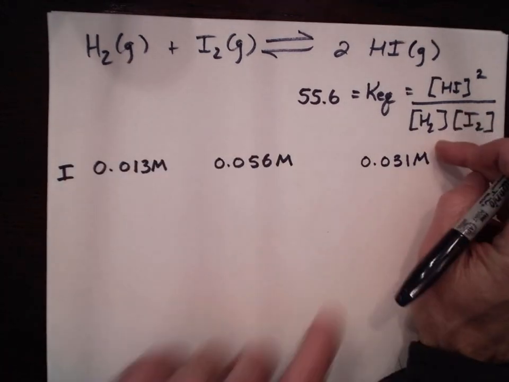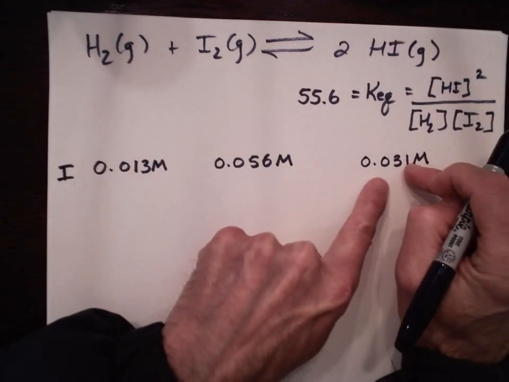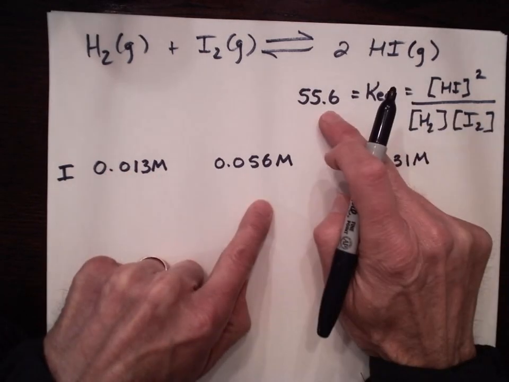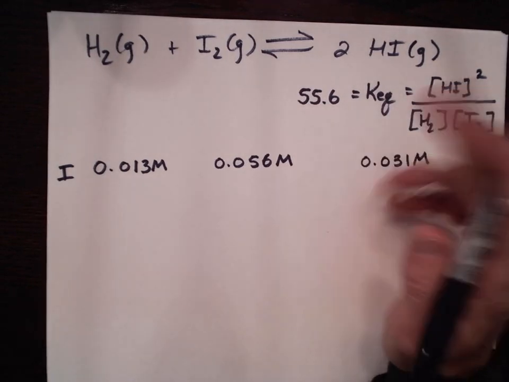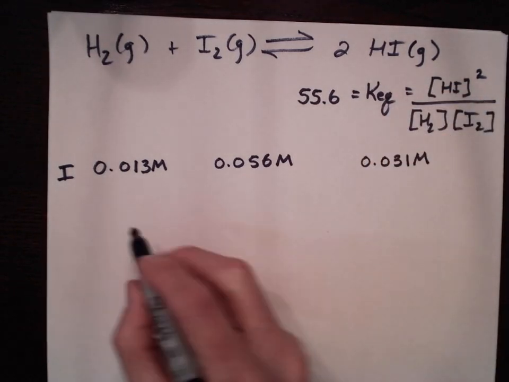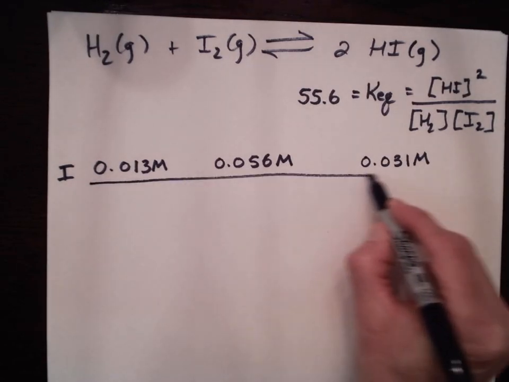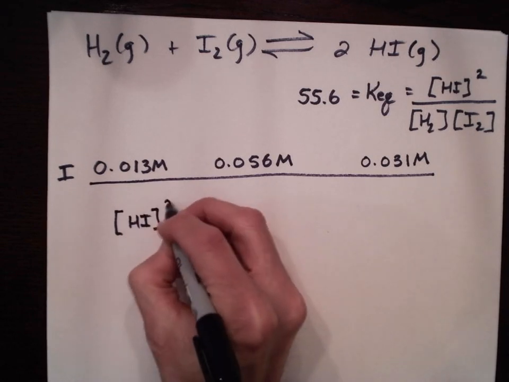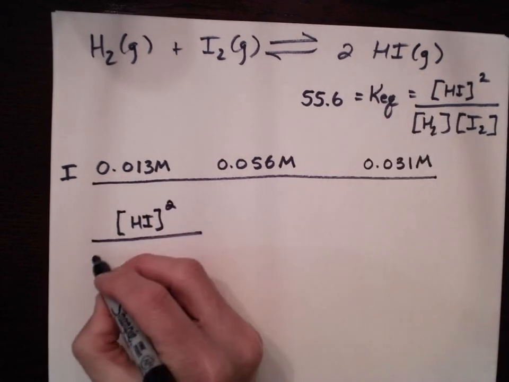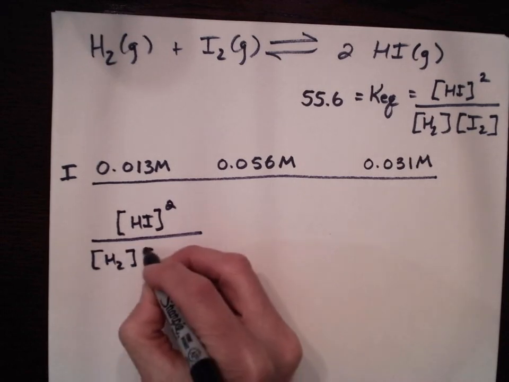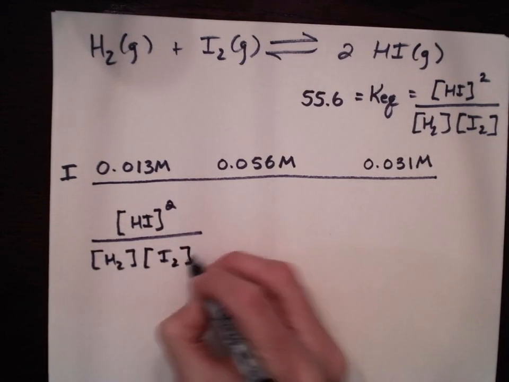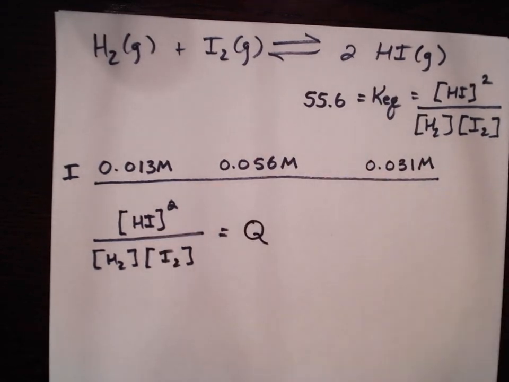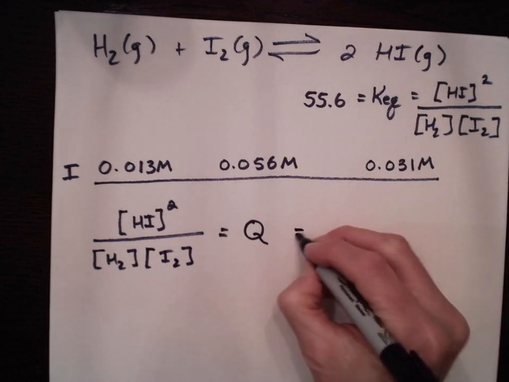Well, that's easy to find. I mean, we just plug everything in here. And if this squared over this times this and also divided by this is 55.6, we know we're at equilibrium. Let's just find out where we are. So what we'll do is we'll say, we don't know if we're at equilibrium here, but we're going to calculate this ratio that has the same form as the equilibrium constant expression. But we don't know if this is actually the value of K or not, so we're going to call it Q, just for this quotient. We'll calculate Q.